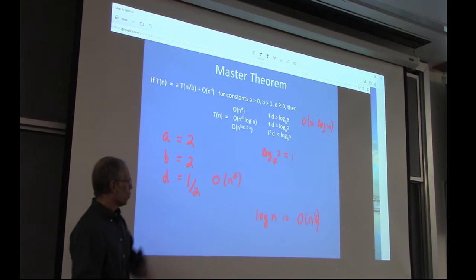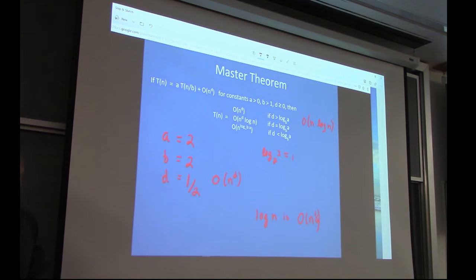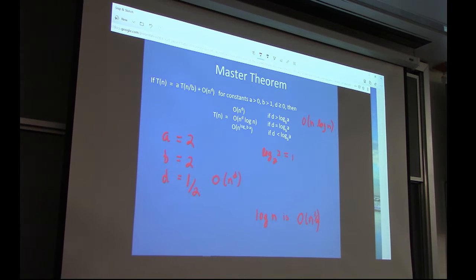Now, what if we used 1/4 or 1/8 or 1/1,000,000th? Would it change our answer? We're still in case 3 where d doesn't matter for the final answer. So by making it a little bit smaller than 1, we were able to get a tighter bound.